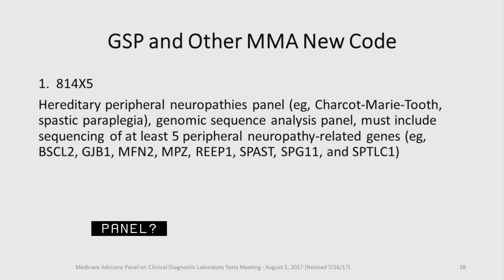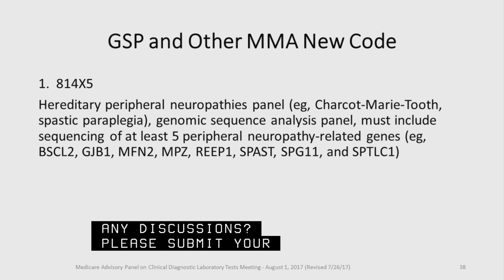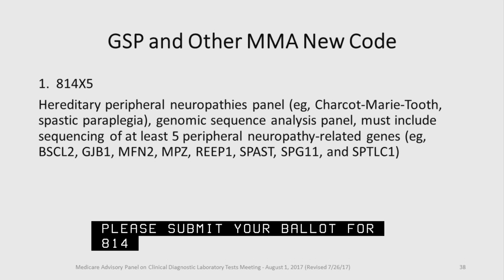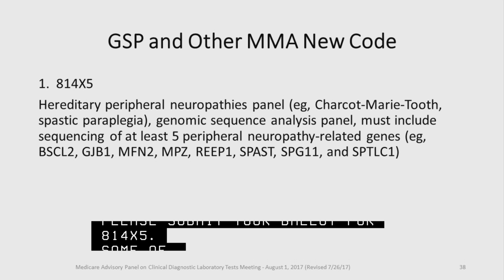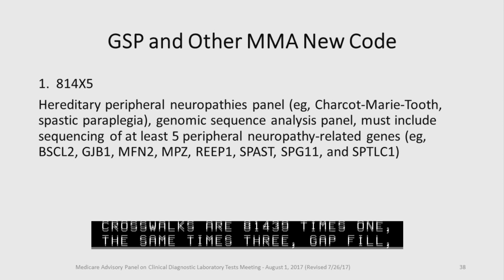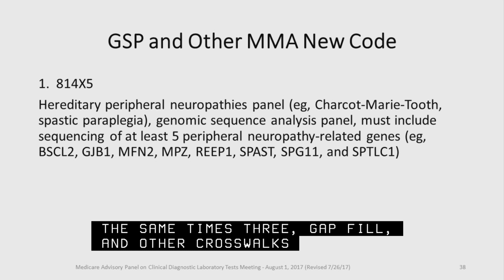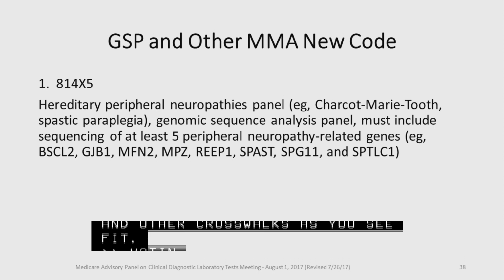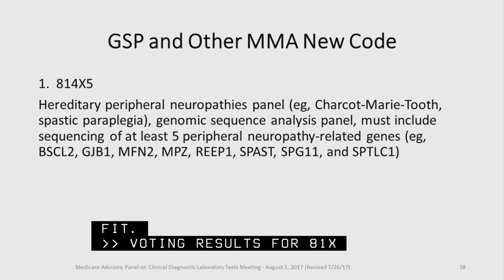Okay, so please submit your ballots for 814X5. Some of the suggestions for crosswalk are 81439 times 1, 81439 times 3, gap fill, and other crosswalks as you see fit. Voting results for 813X4: 1 recommendation to gap fill, 8 recommendations to crosswalk to 81235.